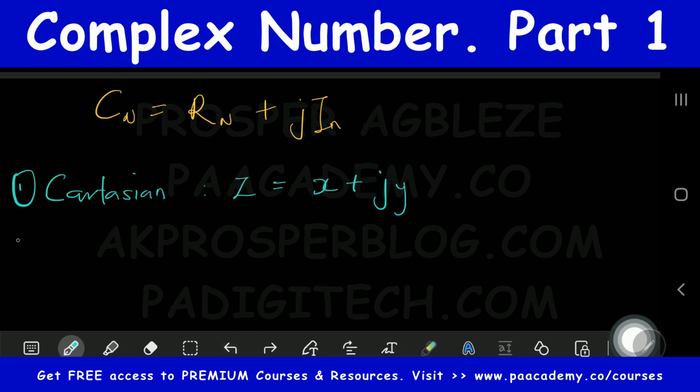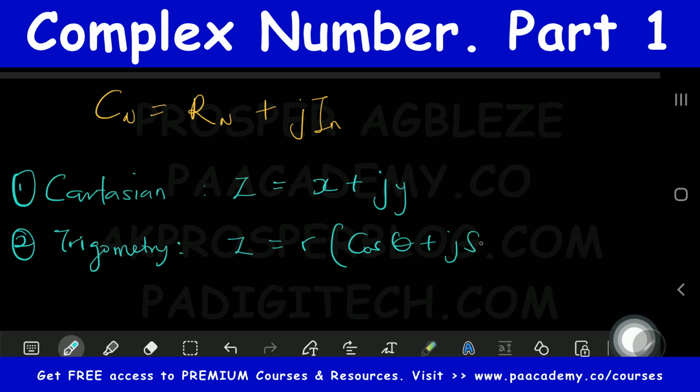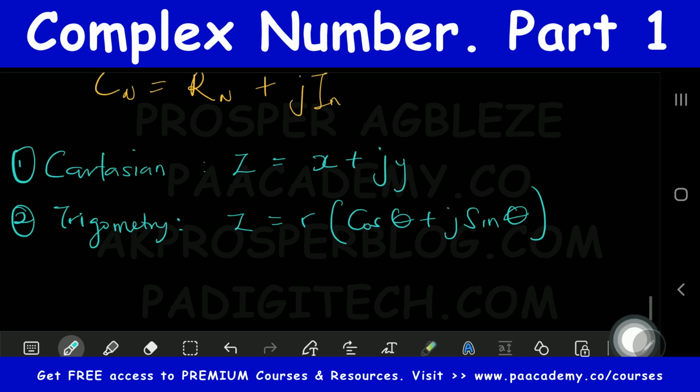Then we can also have it in trigonometric form. So in trigonometry, we have a complex number z as r, cos theta plus j sin theta. This is a representation of a complex number in trigonometric form.